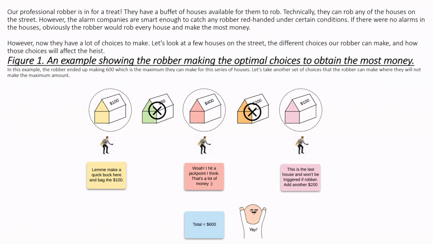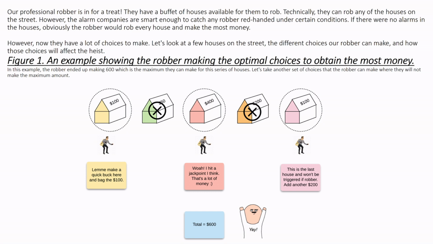So in this way we have to rob, and then we will move to the next level. Now our professional robber is in for a treat, and they have a buffet of houses available to rob. Technically they can rob any of the houses on the street. However, the alarm companies are smart enough to catch any robber red-handed under certain conditions. If there were no alarms in the houses, obviously the robber would rob every house and make the most money. But this is not the condition. Now they have a lot of choices to make, so let's look at a few houses on the street, the different choices our robber can make, and how those choices will affect the heist.